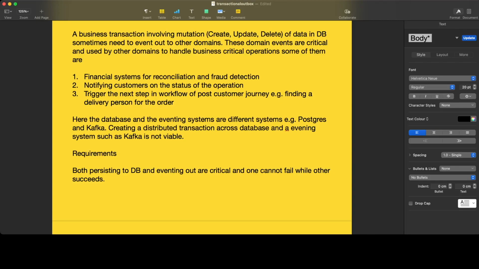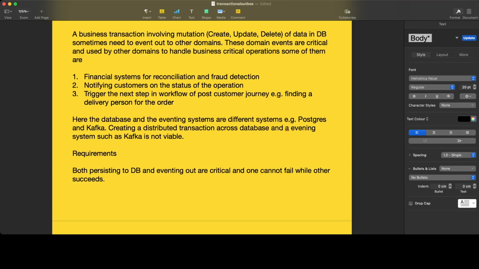Here, usually the eventing system would be a different software and the database would be different. We can take an example where the data store can be a relational database such as Postgres, MySQL, or any other relational or even non-relational databases such as MongoDB or Couchbase, used as a transactional data store or online transactional processing data store. And the eventing systems can be Kafka or any other messaging system like RabbitMQ.